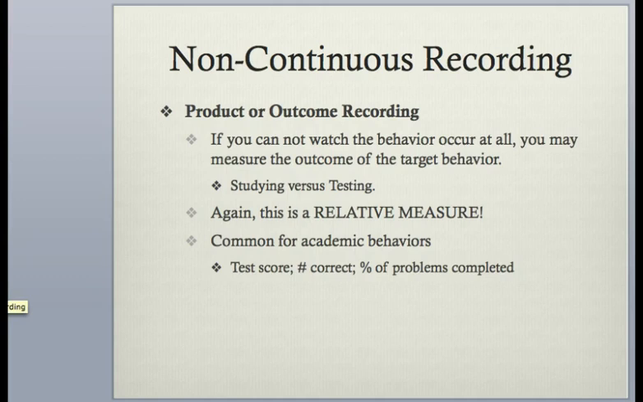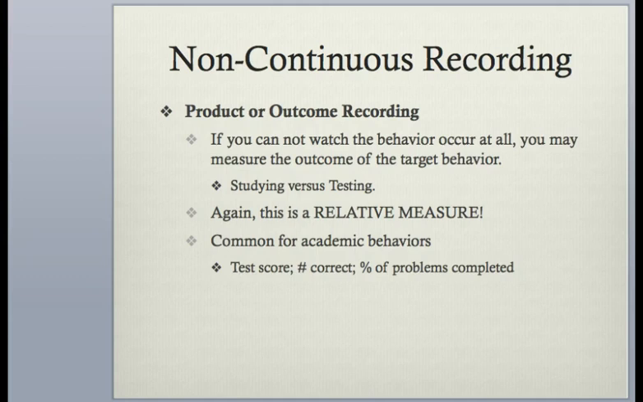Okay, another type of non-continuous recording is product or outcome recording. And if you can't watch the behavior occur at all, if you can't be present, you may measure the outcome of the behavior. So, for example, the difference between studying and performance on a test. When we give you these tests, you have a certain amount of time to complete them, and I can calculate percent correct. But I'm not actually seeing you study.